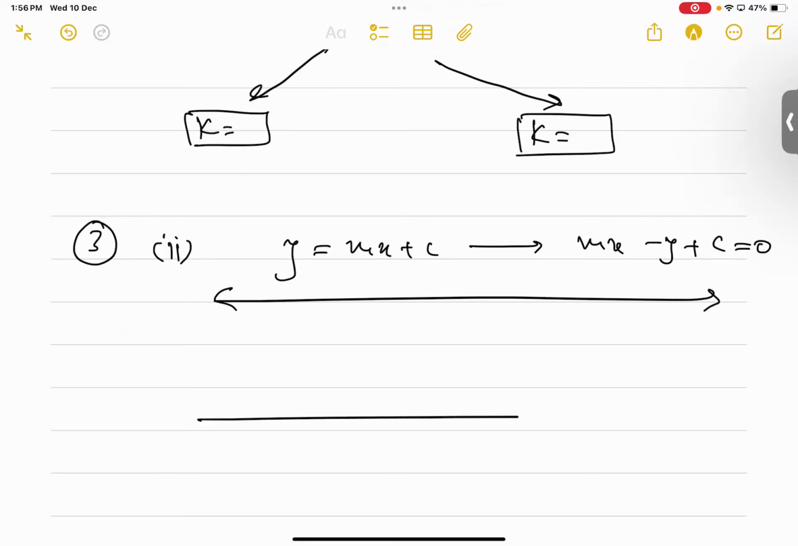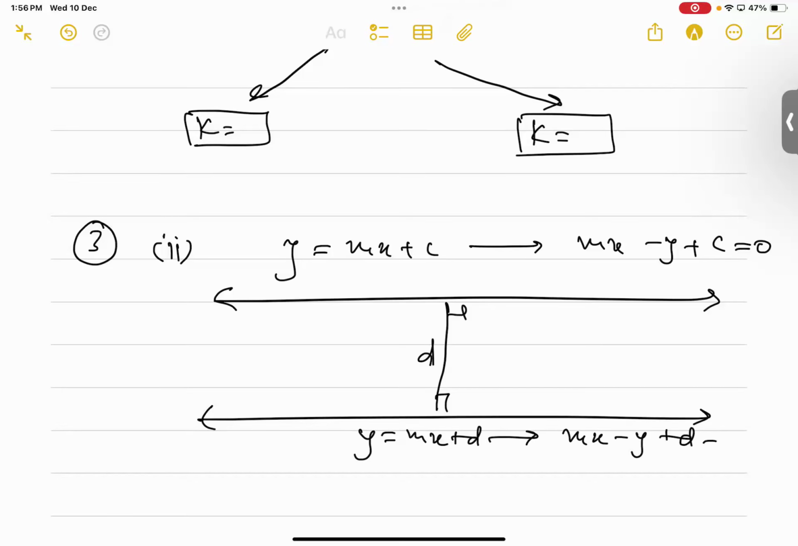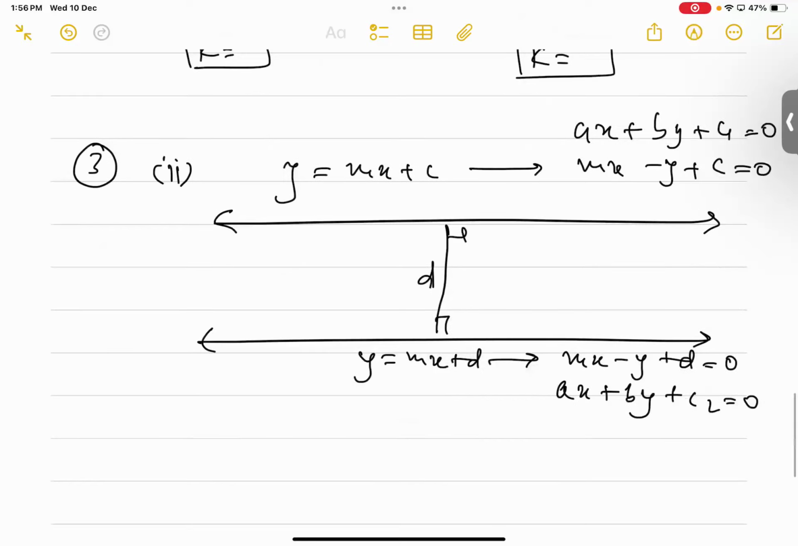And the second line is what? y is equal to mx plus d, so mx minus y plus d is equal to 0. So the first line is ax plus by plus c1 equal to 0. They are parallel lines, so this is also ax plus by plus c2 equal to 0.